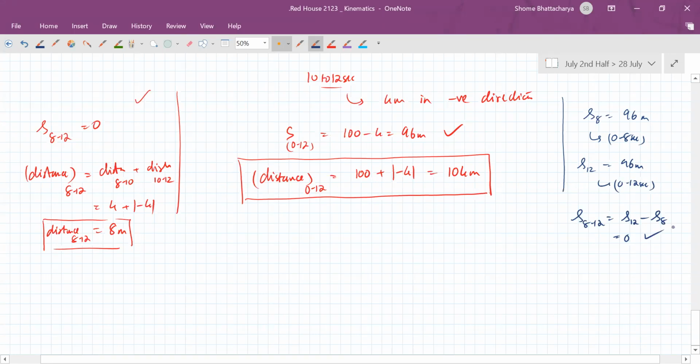Okay, sir. Understood now? Basically, when we have two time limits, we first find the displacement up to T2, then up to T1, and then subtract. Yes, that will be the correct approach. Otherwise, we can always do the graph approach. I'm coming to that also. In the graph approach, you just have to use the proper formula for area.